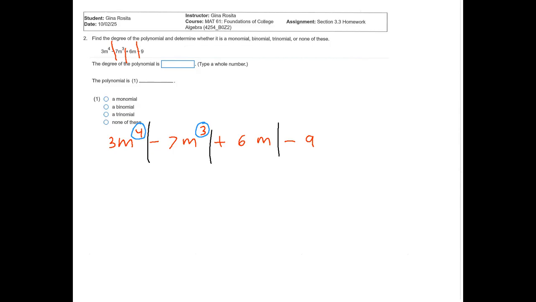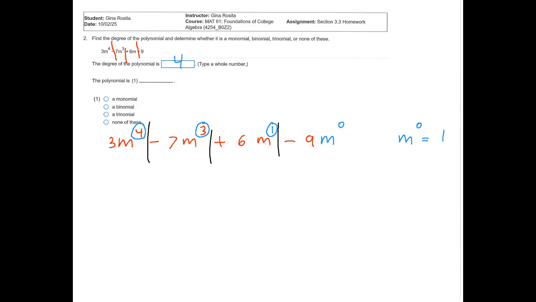For 6m, I can put 1 over here, so the degree is 1. For the negative 9, I can put m to the 0. Remember, m to the 0 is equal to 1. Any exponent 0 is always 1. So now the degree of the polynomial is 4.